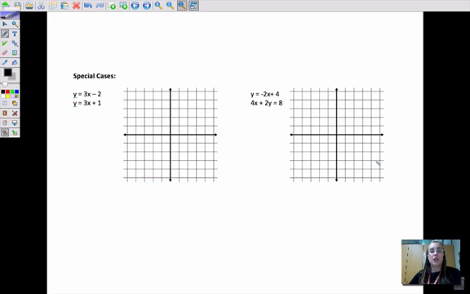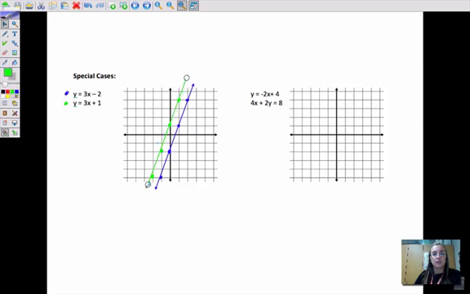Okay? Now we talked about special cases here. If I look at these two equations, y equals 3x minus 2 and y equals 3x plus 1, and I graph the first one, let's graph this one in blue. This would be a minus 2 and a positive 3 slope. And then I graph the next one. Let's graph this one in green. I have 3x plus 1. These lines are parallel because they have the same slope, so they will never intersect.